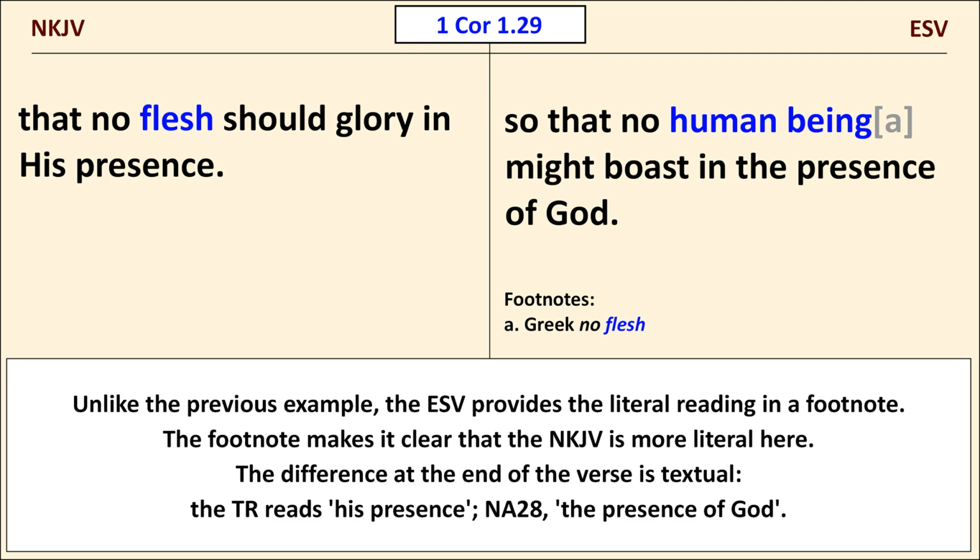By the way, the difference at the end of the verse is textual. The Textus Receptus, or TR, reads, His presence. NA28 reads, The presence of God.